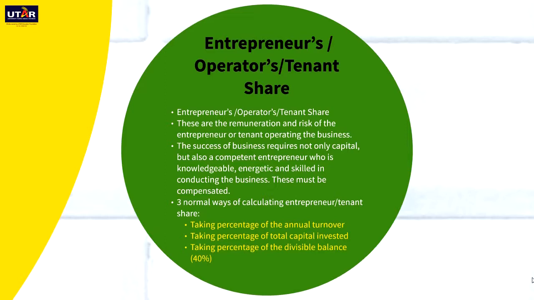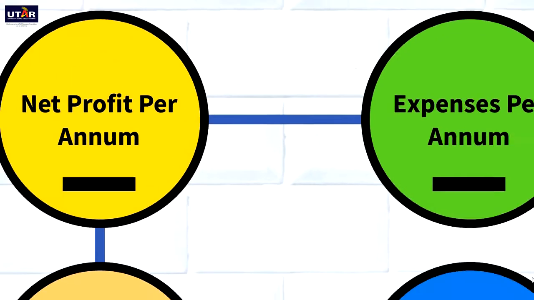The success of a business requires not only capital but also a competent entrepreneur who is knowledgeable, energetic and skilled in conducting the business. This must be compensated. There are three normal ways of calculating the entrepreneur or tenant share. The first is taking a percentage of the annual turnover. The second is taking a percentage of the total capital invested. And the third is taking a percentage of the divisible balance, which is 40%.